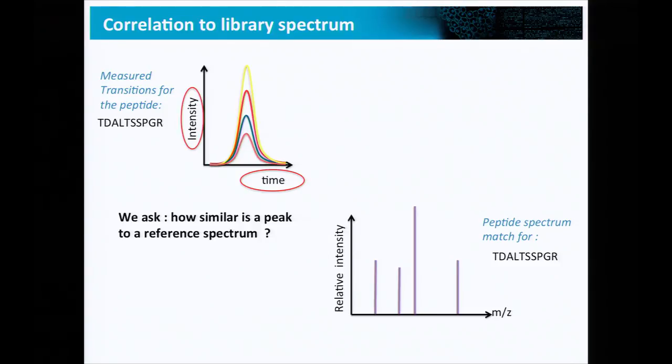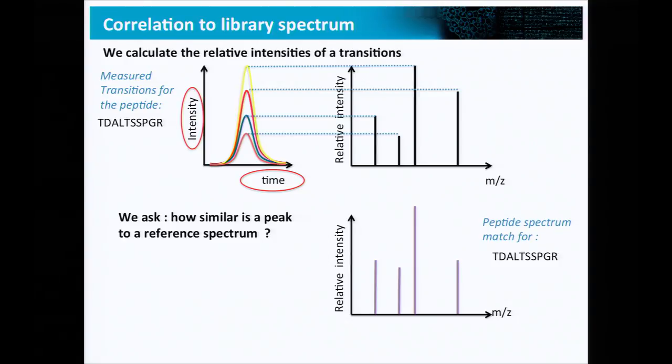And in order to do this, we need to change the axes a bit. So what we do is we take the relative intensities of the heights or the areas of these different transitions, and we can spread them over an m/z, and then we can ask how similar are these two. So we see that maybe this is number 1, number 2, number 3, and number 4, and here maybe this is 1, 2, 3, 4. There are different ways of calculating the similarity between these two.